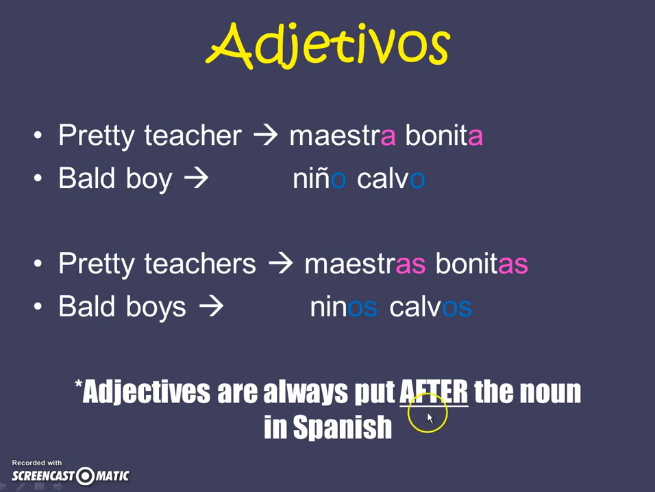Okay. Also, just a quick note, adjectives in Spanish are always going to be put after the noun. So if we say pretty teachers, it's not going to be bonitas maestras, it's going to be maestras bonitas. Okay, so instead of saying blue sky, in Spanish, we're literally saying sky blue. Okay, that's just a little example for you.